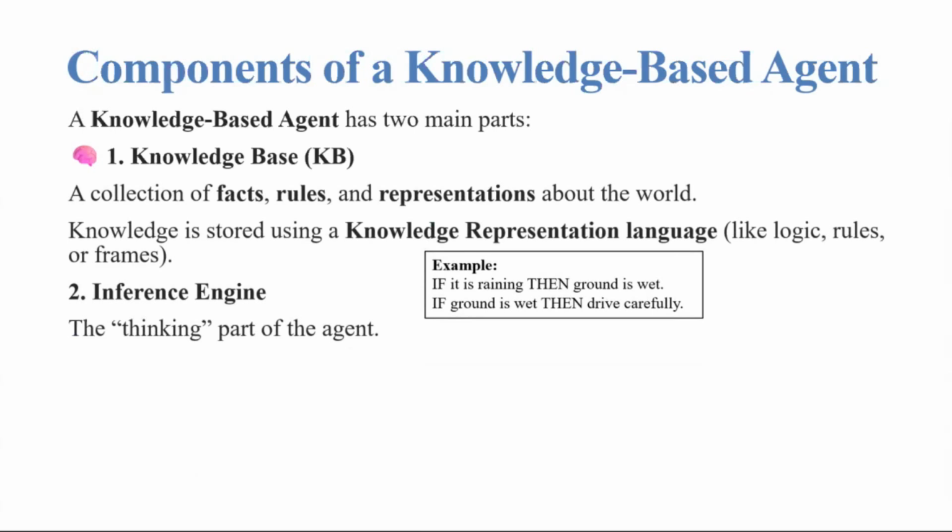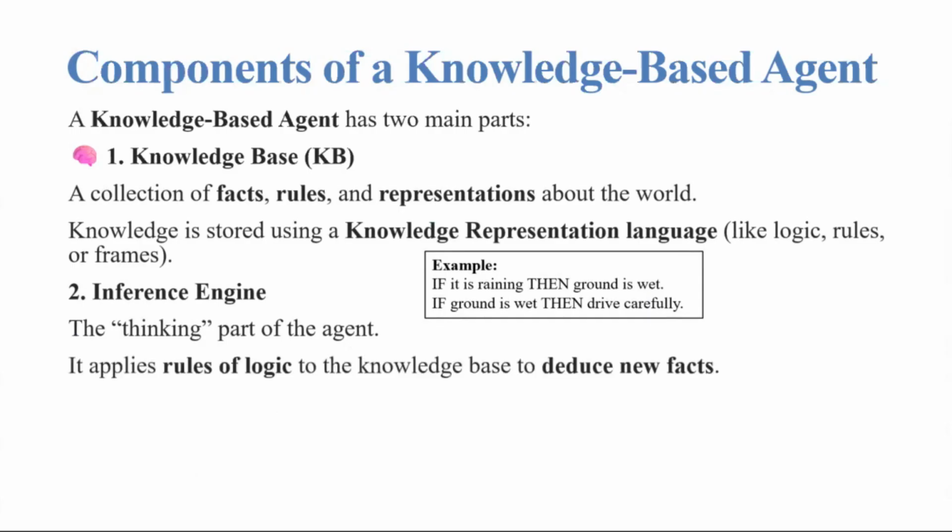The first component is the knowledge base, often abbreviated as KB. As the name suggests, this is where all the knowledge is stored. Think of it as the memory of the AI system, just like our brain stores the information we have learned in school or from experience. The knowledge base stores everything the AI knows about the world. This knowledge can include facts, rules, relationships, concepts, objects, and events. In short, everything the AI needs to make intelligent decisions is stored inside the knowledge base.